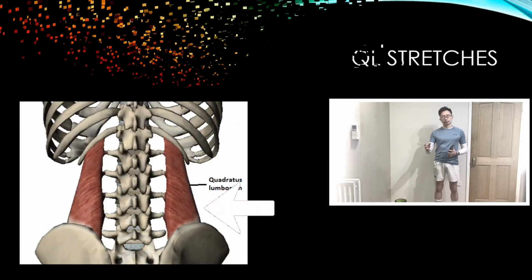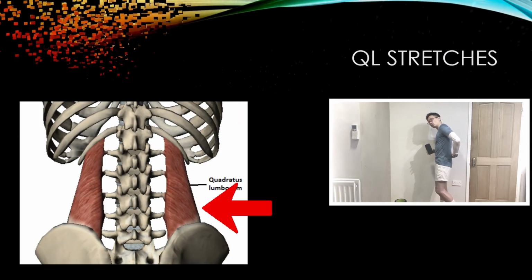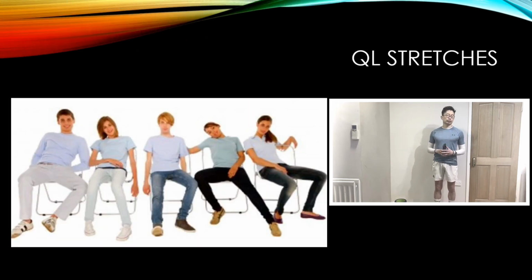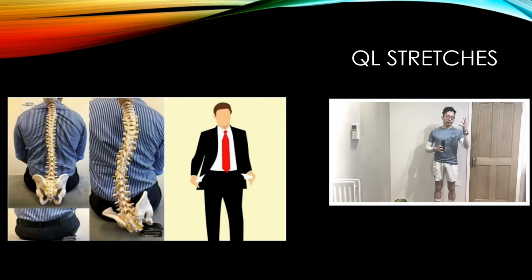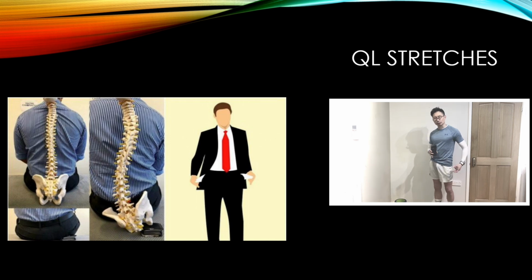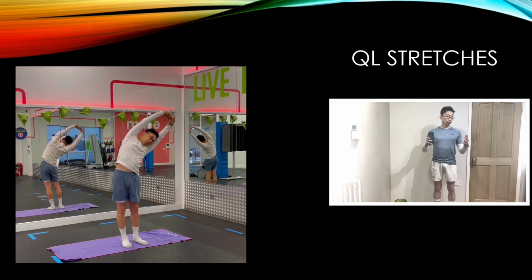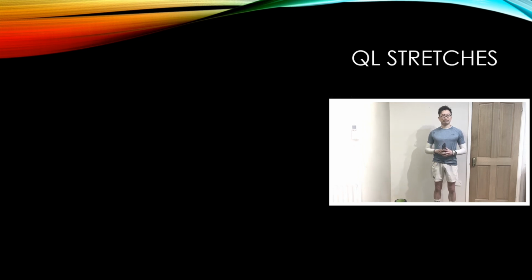Tightness of the quadratus lumborum due to the formation of trigger points within them is also implicated in lower back pain cases for those who sit for a prolonged period of time or for those who sit with poor posture. And as I have mentioned in my previous video, those habitually sitting with a wallet in the back pocket. I'm demonstrating the standing side bend, one of the easiest ways to stretch your QL.